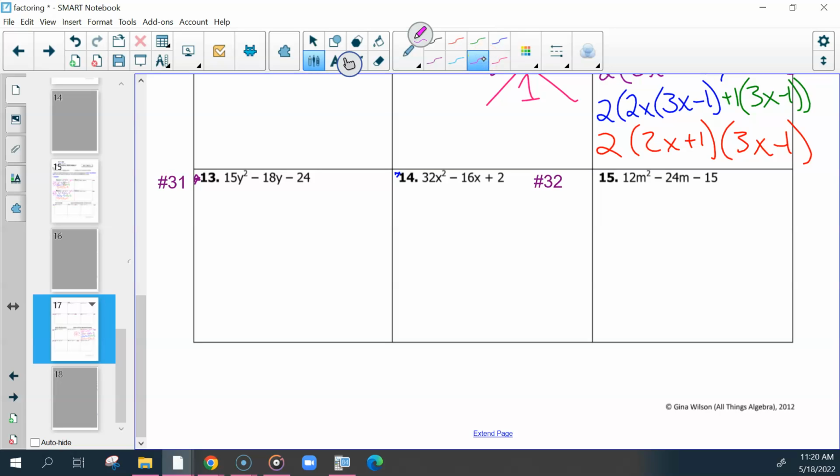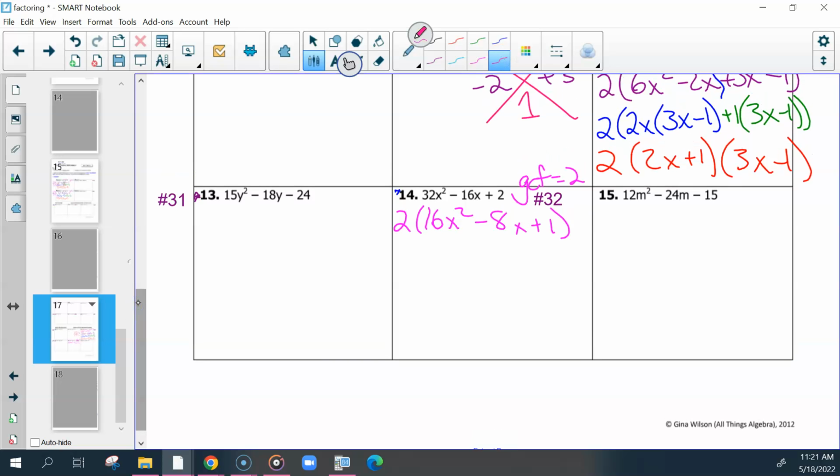For number 14, we have a GCF. So you're close, not 3. You do have 1, but it's not 3. 2, yeah. And so if we divide 2 out of everything, what's left? Okay. 16x squared minus 8x plus 1.